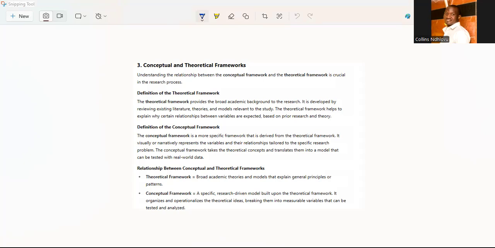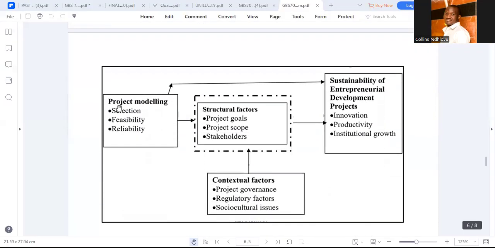So we've been given a structure to follow here, a model. So this is a model that we've been given here. We have project modeling, we have selection, feasibility, reliability. And here we have structural factors like project goals, project scope. Then we have this line that goes to sustainability of entrepreneurial projects. Okay. So before we even go in depth in explaining what is involved here, can somebody tell us what is happening in your own logic? What is this conceptual framework trying to do?